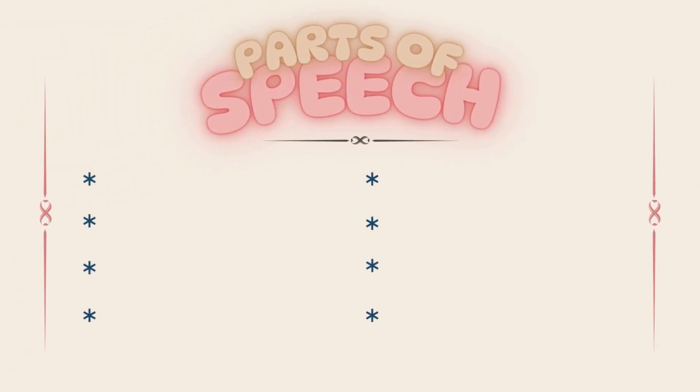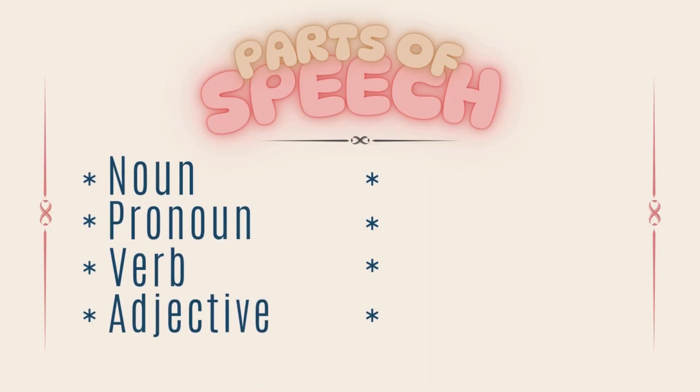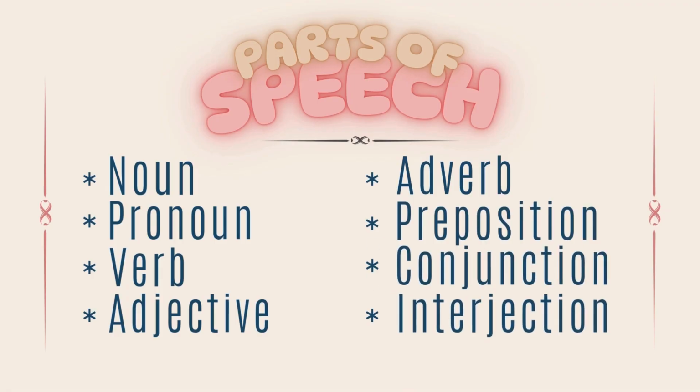There are 8 parts of speech, which are noun, pronoun, verb, adjective, adverb, preposition, conjunction, and interjection. So, this part of speech can help you to improve and make your sentence grammatically correct.